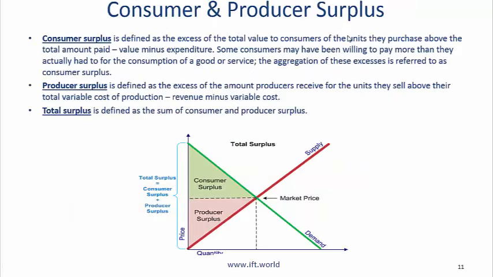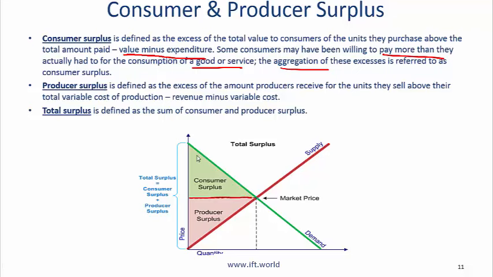Consumer and producer surplus. Consumer surplus is defined as the excess of the total value to consumers of the units they purchased above the total amount paid. It's essentially value minus expenditure. Some consumers may have been willing to pay more than they actually had to for the consumption of a good or service. The aggregation or the summation of these excesses is referred to as consumer surplus.